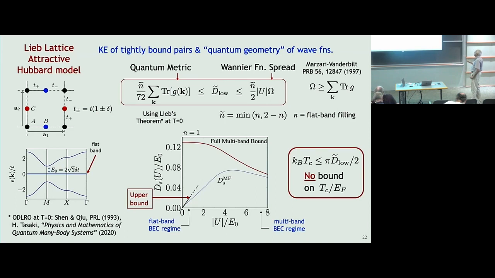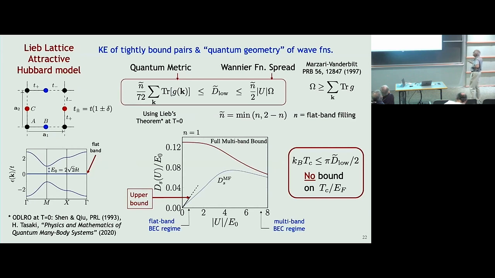The only energy scale in the problem is the interaction when you're in the flat band and all the other bands can be gotten rid of. Since this has units of energy, it must have the interaction. Finally, how does it depend on density? If you completely fill the flat band or make it completely empty, the answer must go to zero. That's why we get this minimum of n and 2 minus n.